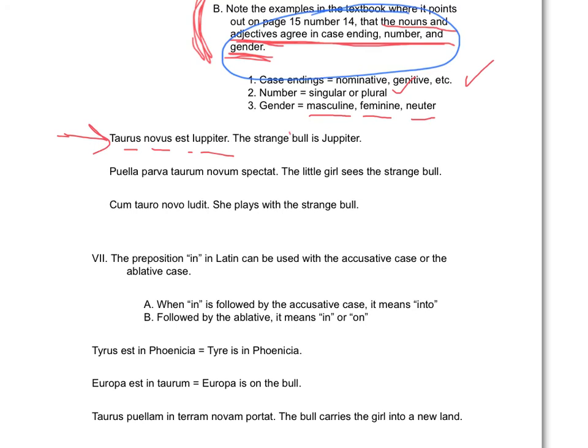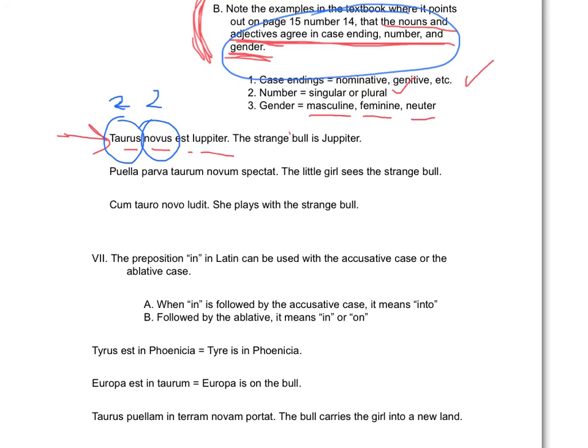So this sentence right here says, Taurus novus est Jupiter. The noun, Taurus, the bull, and the adjective, novus, agree in case, number, and gender. They happen to both be second declension, but that's just a coincidence.